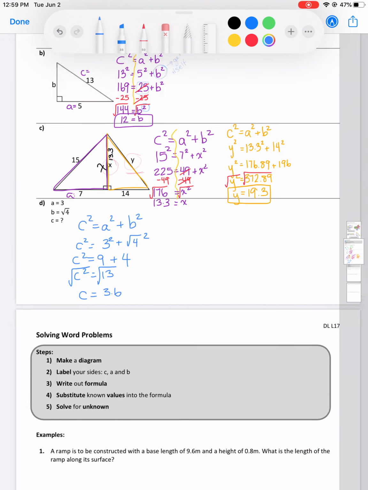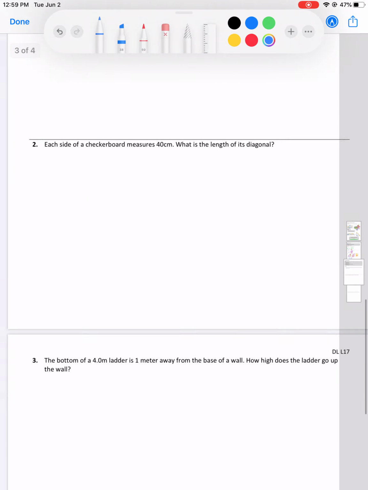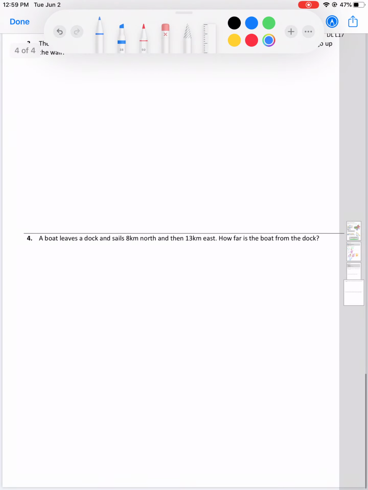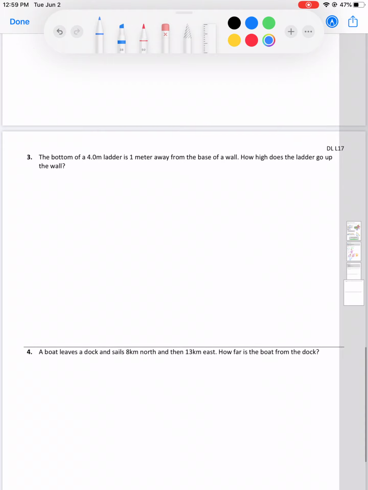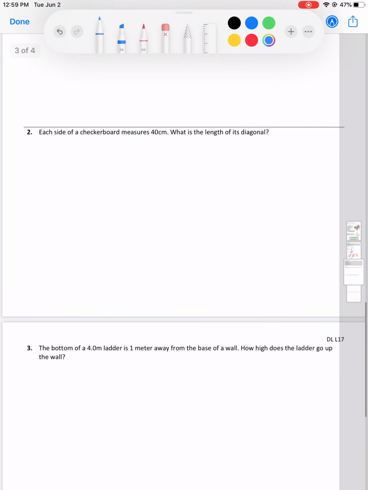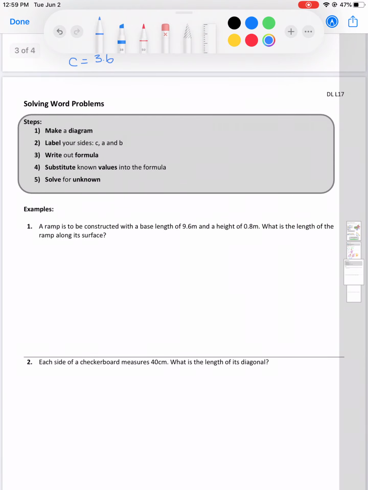Okay, so now what we're going to do is set up some word problems. I do have 4 here. I don't think I'm going to do all 4. The only difference here, guys, is that you just have to make a diagram with it. So literally do it as it's drawn out. Honestly, it's not that bad. You just have to draw it out, like I said. So the first thing you have to do is make a diagram. Okay, let's make a diagram.